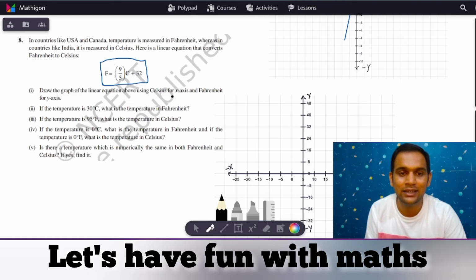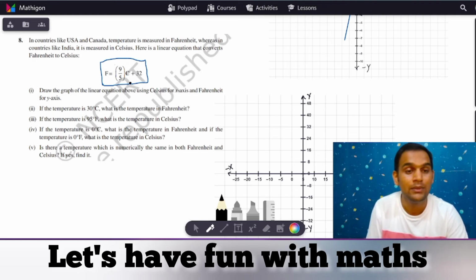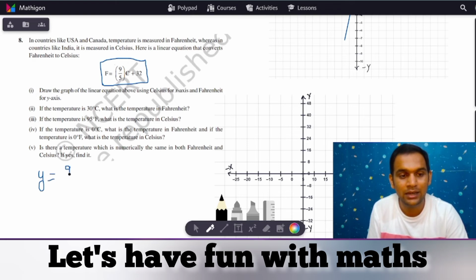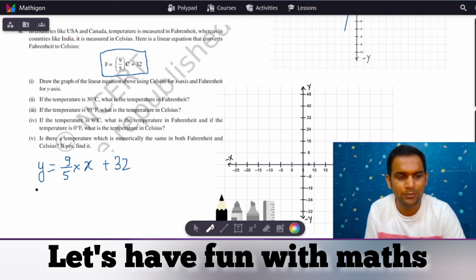So over here it is asking us to take Celsius as the x-axis. So Fahrenheit is y, and y equals 9 by 5 times Celsius, which is x, plus 32. Yes, so that is the conversion we have. Now let's make the table to make the graph, and then we will try to answer all the questions. Okay, so we will first make the table.